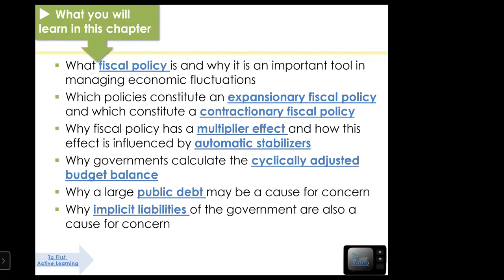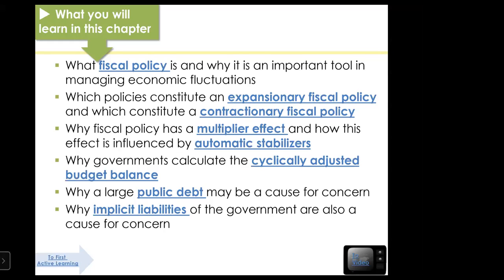In this chapter, first we need to understand what fiscal policy is and why it is an important tool, particularly in managing economic fluctuation. We are going to differentiate fiscal policy into expansionary versus contractionary fiscal policy. After that, we're going to learn that fiscal policy has a multiplier effect. This is probably the third time we talk about the multiplier.